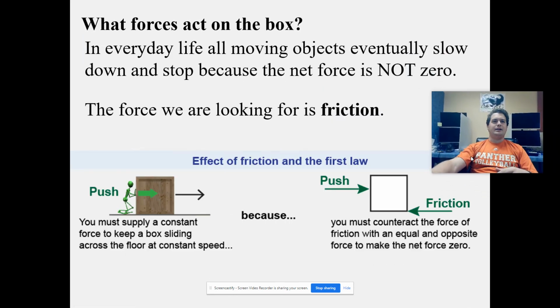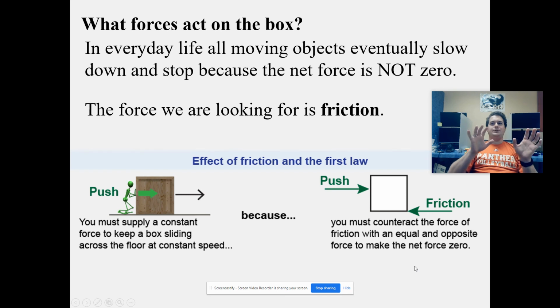So force is acting on a box. In everyday life, all moving objects eventually slow down and stop, and the force we're looking for is friction, okay? Whenever you push something, there is a resistance to motion. The definition of friction: it's a force that resists motion. So if you struggled with the worksheet yesterday, couldn't figure out the direction of friction on your free body diagrams, it's simple. Friction travels in the opposite direction of motion. So if you're going forward, friction is going backwards. If you're going this way, friction is going that way. Okay? Simple.